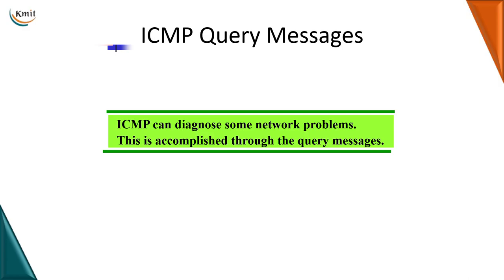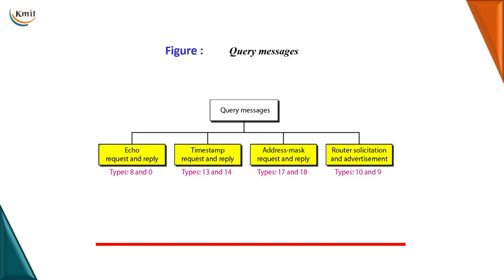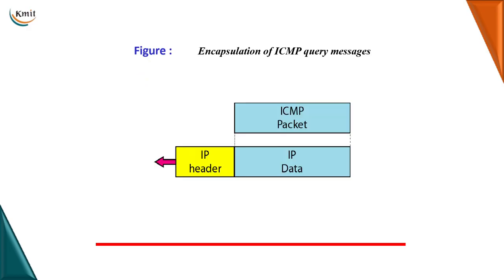Then the second type of ICMP messages are ICMP query messages. We have error reporting messages and we have query messages. Now these query messages are used to diagnose some network problems. If there are some network problems, they can be diagnosed by using these query messages. Let us see what the query messages are. As I told you, the type field specifies the type of the ICMP message. So if the type is 8 and 0, it is echo request and echo reply; then timestamp request and timestamp reply, address mask request and address mask reply, router solicitation and router advertisement. Let us learn about these messages.